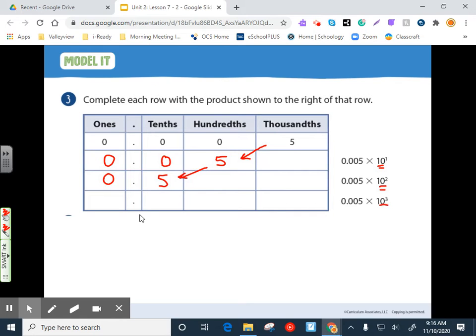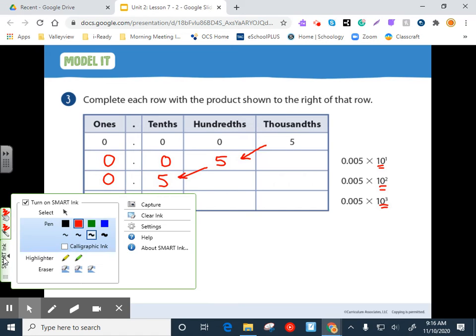And then this would have been shifting that 5 thousandths 3 places. 1, 1, 2, 3, and it gives us that. So again, just showing you the pattern for how the 5 will shift every time you multiply it by a base 10 number.